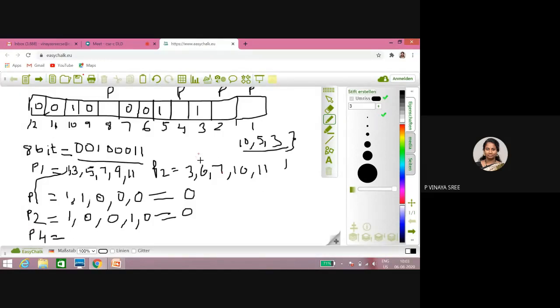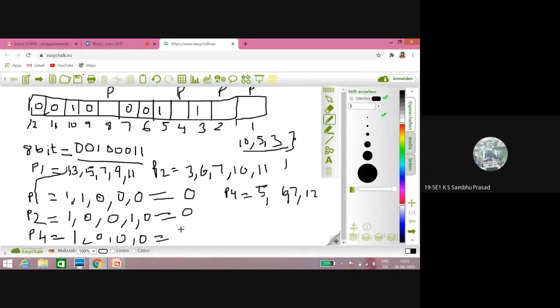P4 values: 5, 6, 7, 12. Okay. 5 is 1, 6 is 0, 7 is 0, 12 also 0. Means what? Do I have to place the parity bit as 1 or 0? 1. Why? Because here we have only a single one. So to make that two, even, we have to place 1. And the last left out is P8.